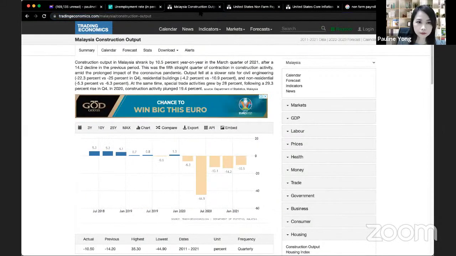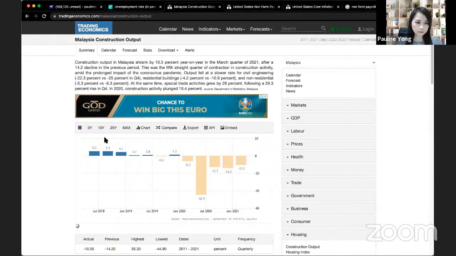Okay, so this is construction output. Construction output is also one of the leading indicators, whereby you're looking at how much construction we have. So you are looking at the building. During the pandemic, you can see that for the past few months, it has been on the negative side.